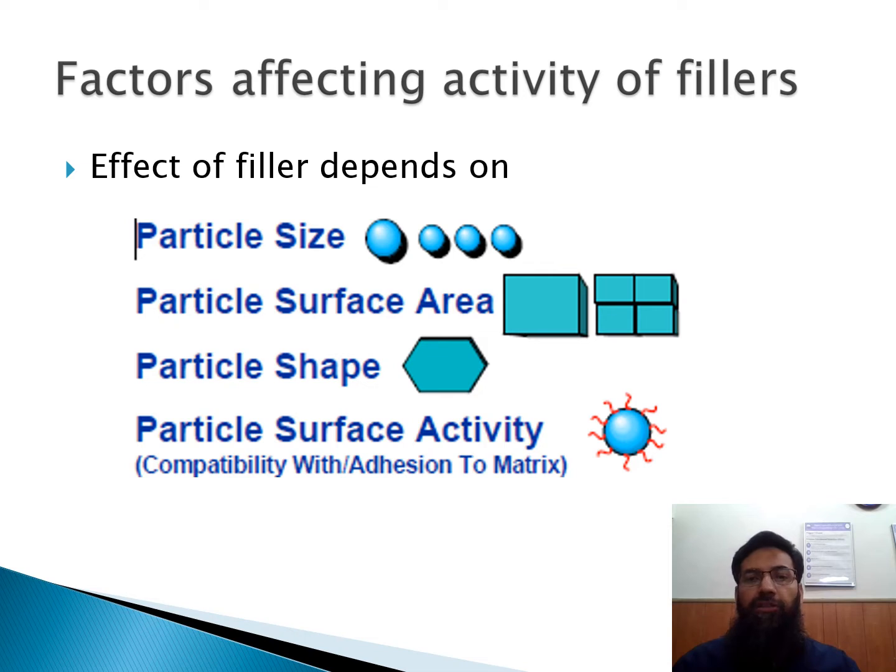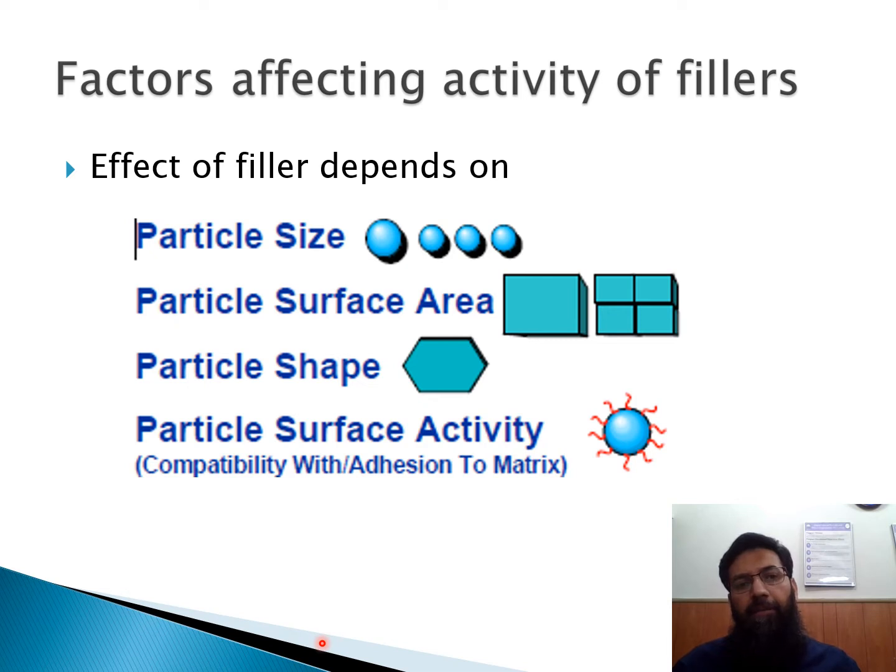Then particle shape is also a very important criterion because there are different fillers which are particulate-like in nature, and there are different fillers which are plate-like in nature. Just like calcium carbonate, carbon black, and silica, they are particulate fillers. Their shape is spherical, whereas the kaolin clays are present in a plate-like structure.